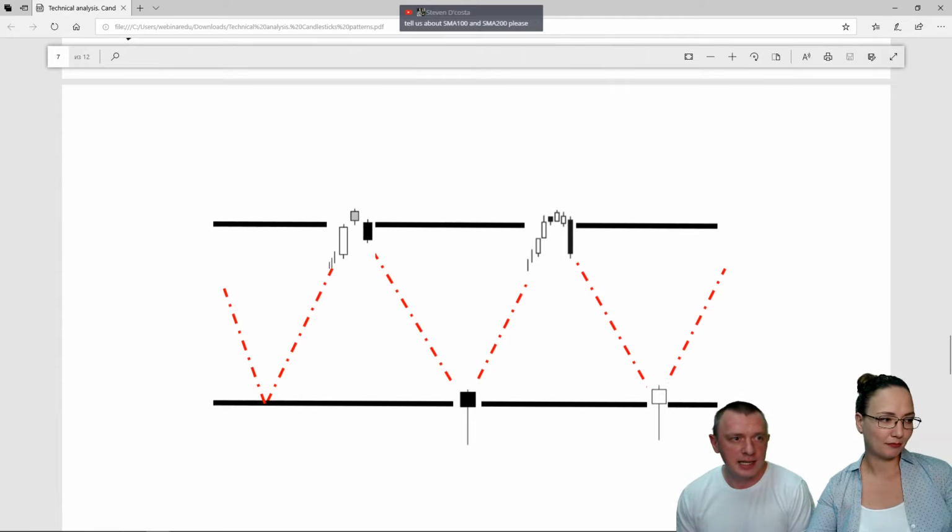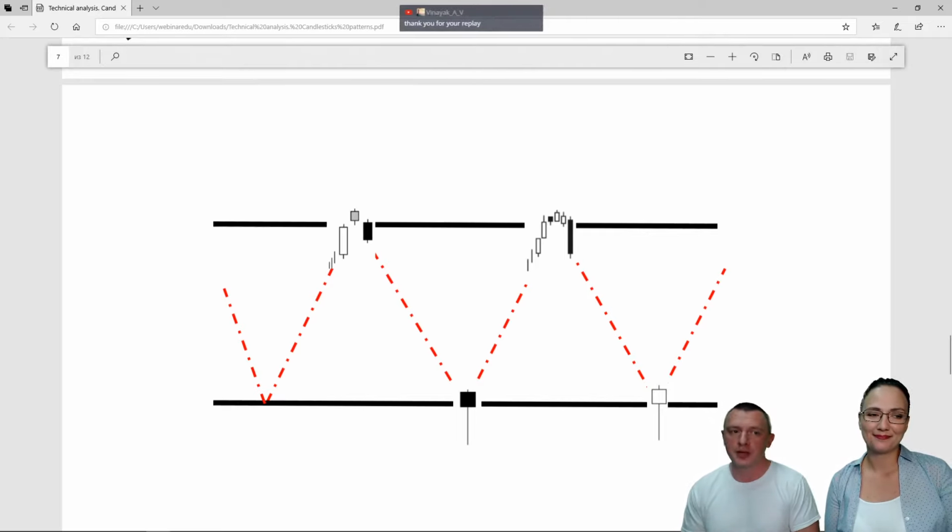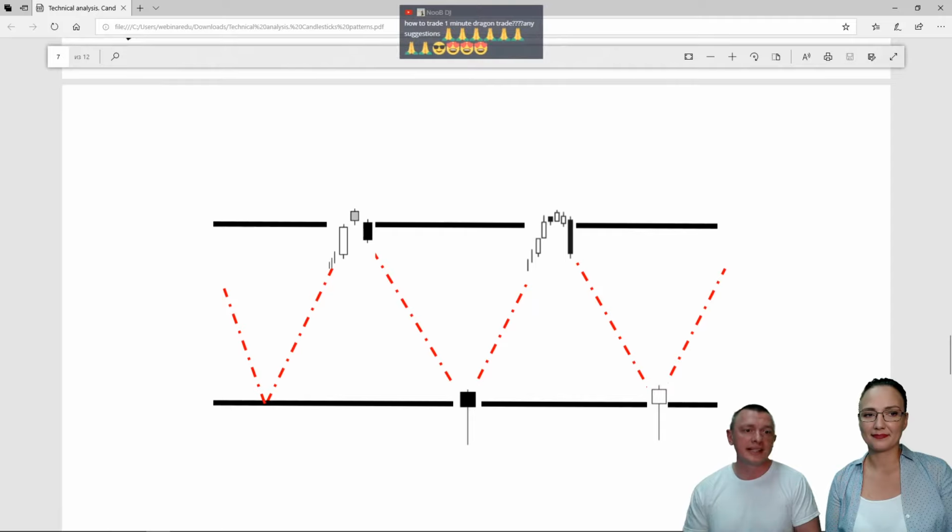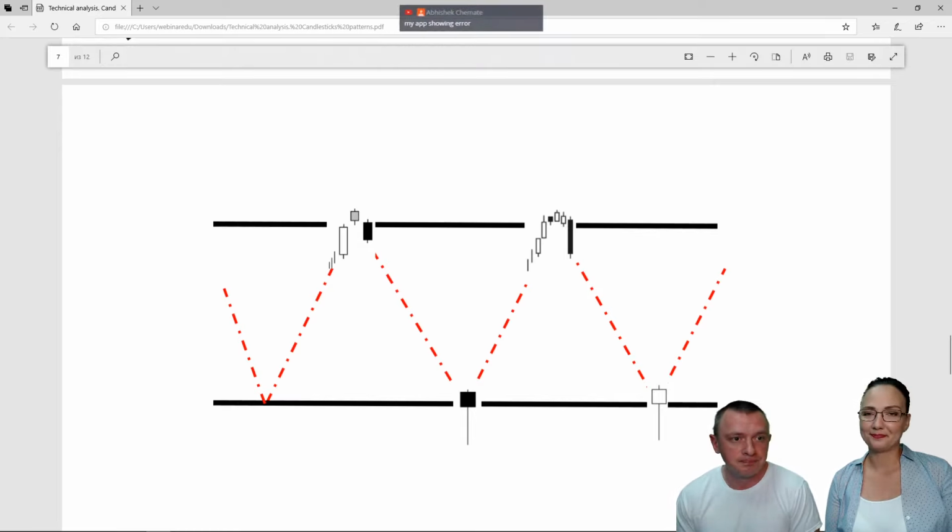Well, tell us about simple moving average, 100 and 200, please. As for simple moving average, my friends, Steven, you're absolutely right. These periods, I mean 100 and 200, are some of the best periods for trading. The 200 period shows the global trend, and usually it's a really good dynamic support or a really good dynamic resistance line. If the price is approaching this moving average with the period 200, be ready that the price can reverse.